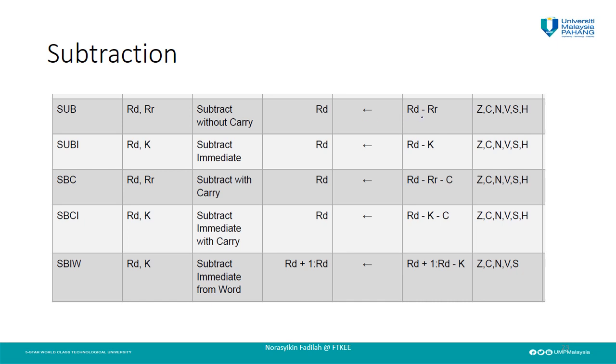So this is the operation: RD minus RR, and then we store in RD, and these are all the status flags that will be affected after the execution of the instruction. And then we have subtract immediate with K as the immediate value, and then we have subtract with carry. So subtract with carry, RD minus RR, and then minus the carry.